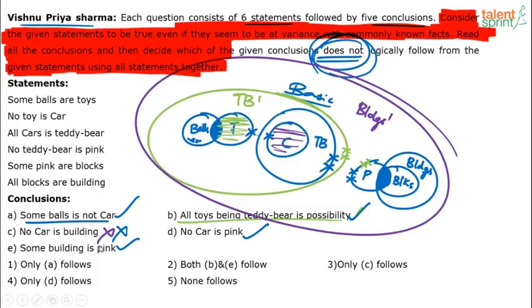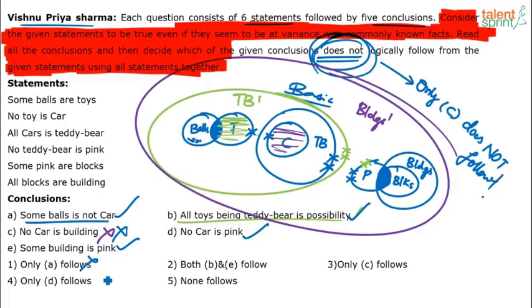Only C is false. He's asked us to find out which of them does not follow. My answer should be only C does not follow. However, the options are given in a different fashion. Option says only A follows, wrong. Only both B and E follow, wrong. Only C follows, wrong. Only D follows, wrong. None follows is also wrong.